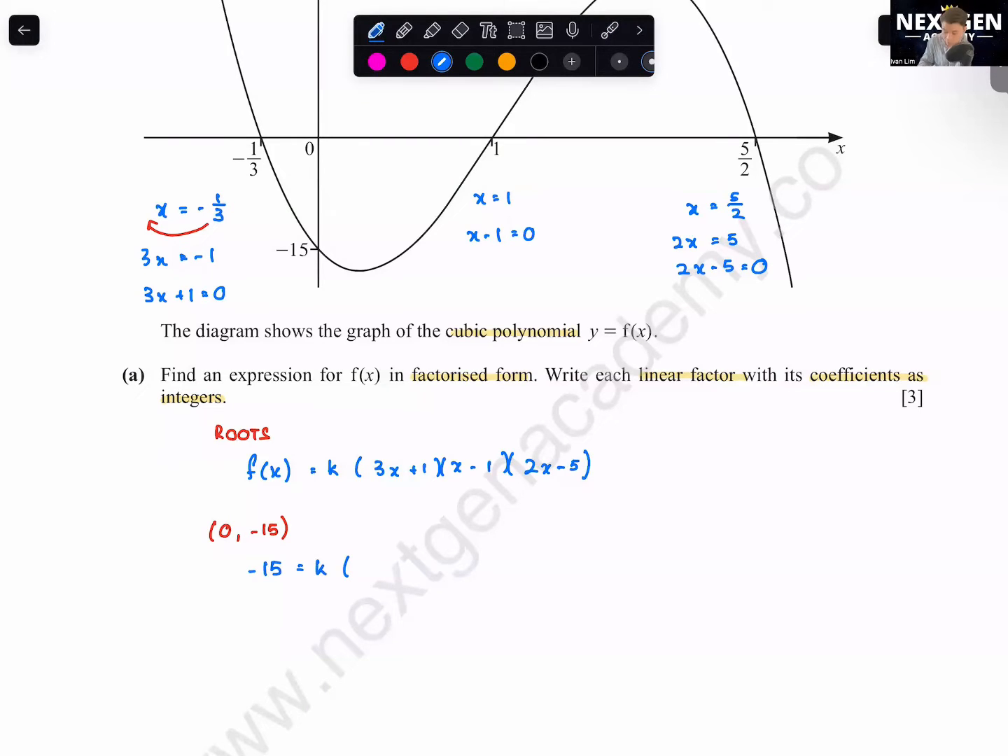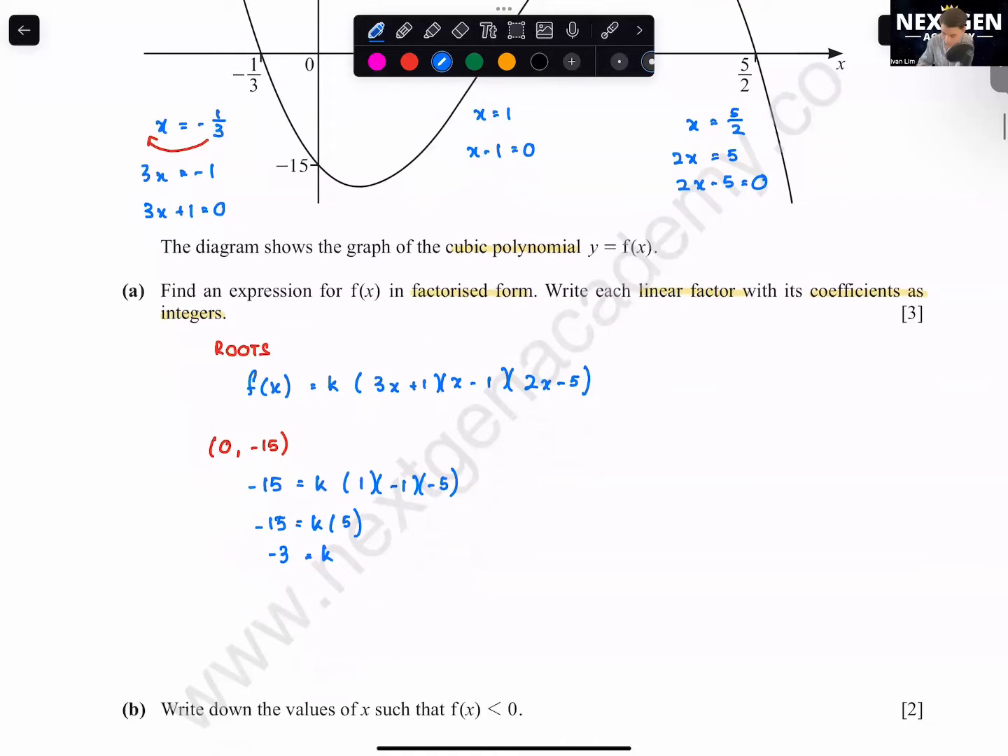For the x, you'll get 0, so I don't need to write it. Just write 1 minus 1 minus 5. You get k times 5. k is equal to -15/5, so you get k equals -3. So your final answer will be f(x) equals -3(3x + 1)(x - 1)(2x - 5).